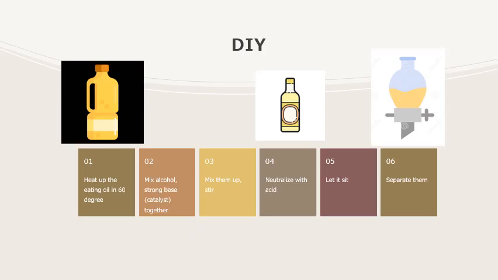If you want to DIY it at home, you can try with vegetable oil. First, you measure the ingredients for the experiment. Generally, you heat up the vegetable oil, and then you use another container to mix the alcohol and the catalyst together. Then you mix them up, neutralize the base with acid, let it sit for a few hours, and then you can separate them. The top layer will be the biodiesel, and the bottom layer will be the water, salt, and glycerol.